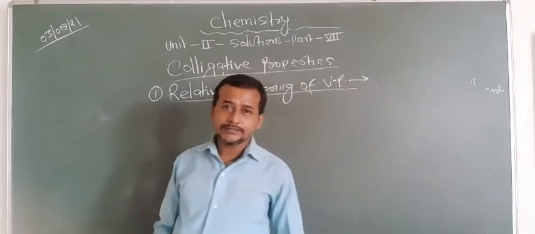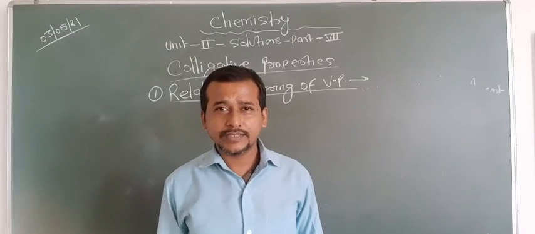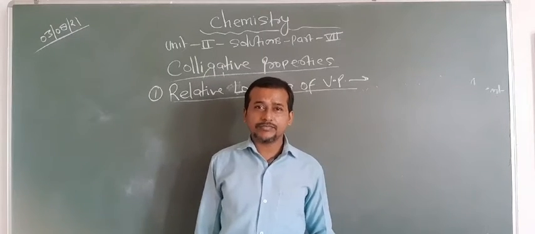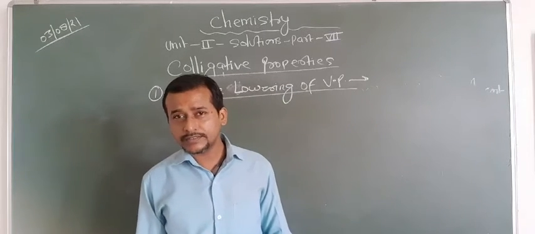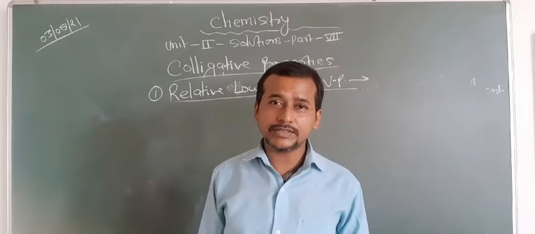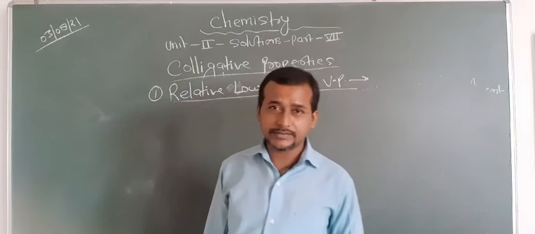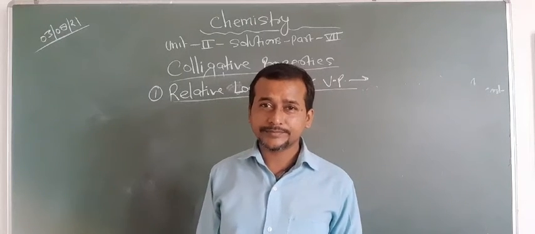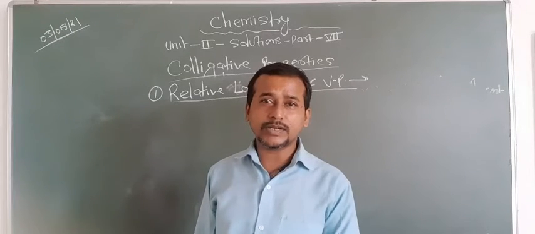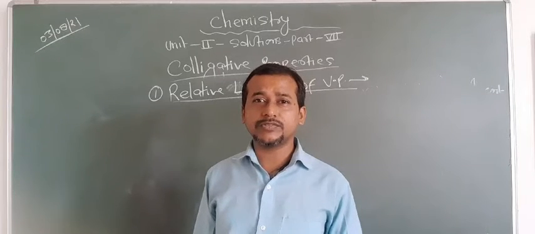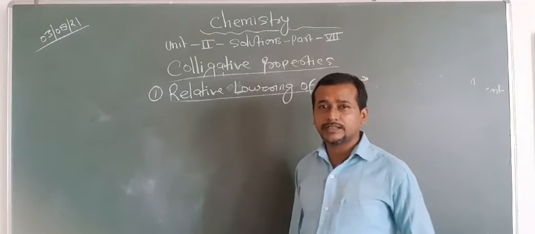So now let us focus on the relative lowering of vapor pressure, and before that I want to tell you one more point. If anyone asks you what is the basic reason for the colligative property, you just have to say that the more entropy of solution than solvent is the basic reason which generates the colligative property. As I told you in the previous lecture, pure solvent is more ordered than solution. So solutions are more disordered, that means they have more entropy, and that's the reason to generate the colligative property.